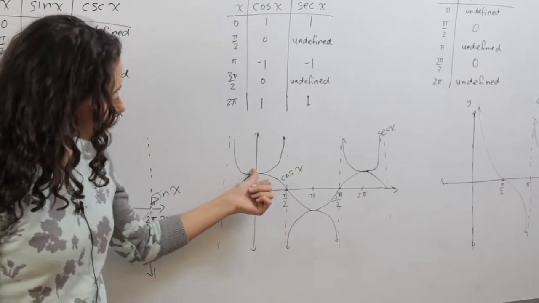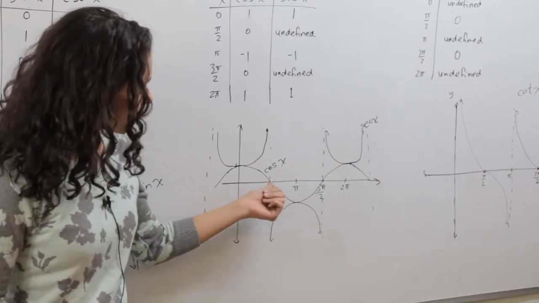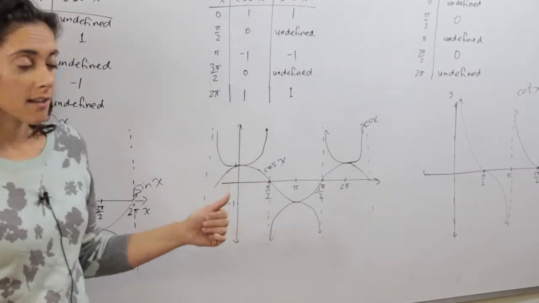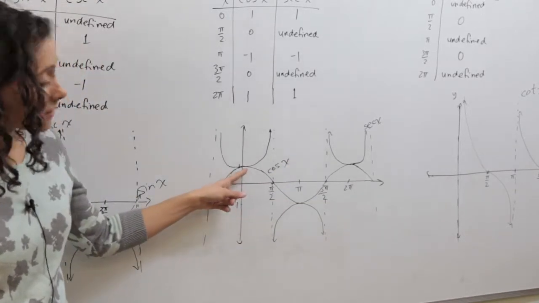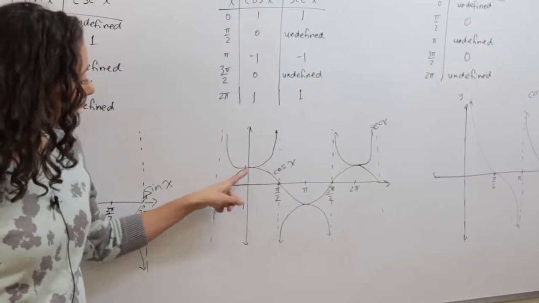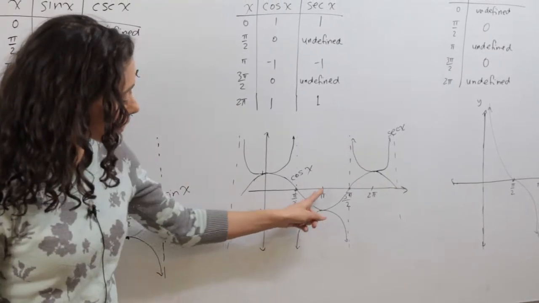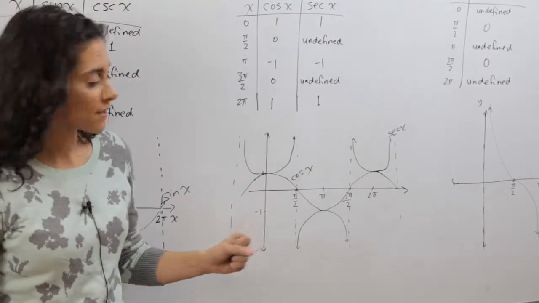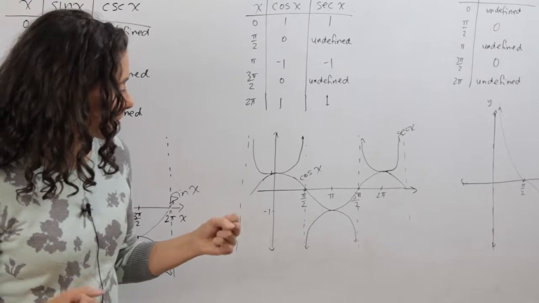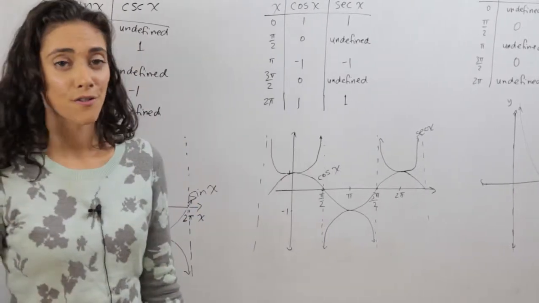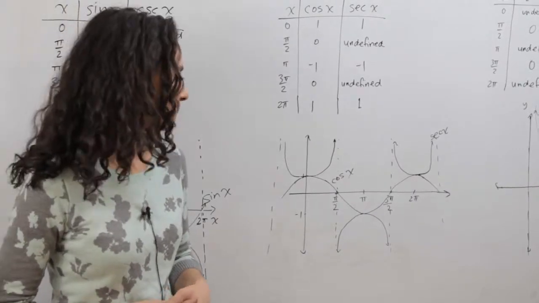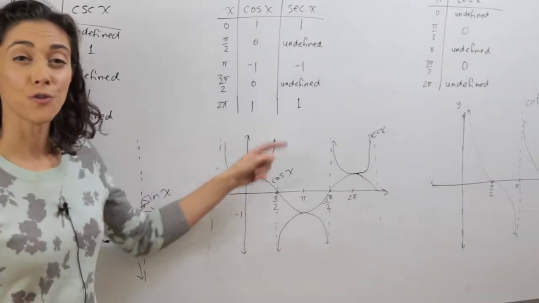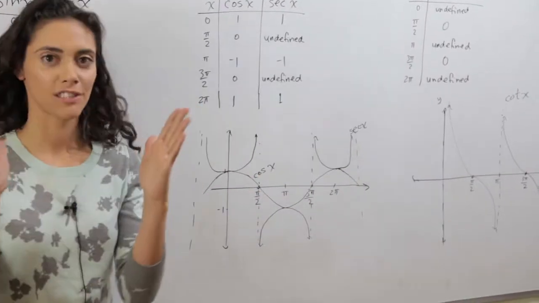Everywhere the graph of cosine has zeros, the graph of secant has vertical asymptotes. Where cosine equals 1, secant also equals 1. Where cosine equals -1, secant also equals -1. Putting it all together, we get a graph that looks similar to the cosecant graph. These sort of U shapes in each of these little sections.